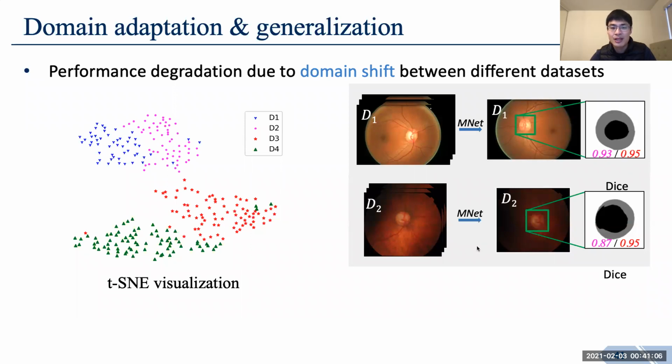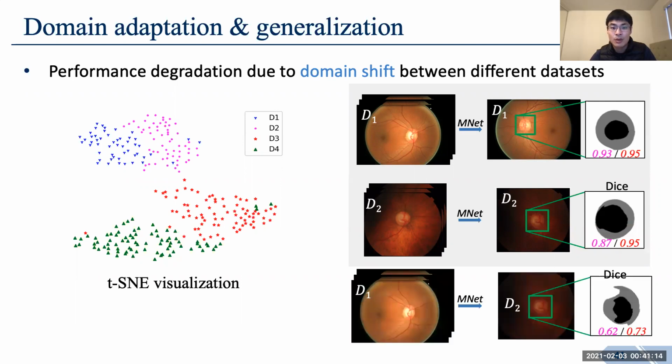And if we train the network on dataset 2 and also test it on dataset 2, the performance is also very good. However, if we train the network on dataset 1 and test it on dataset 2, the performance is very bad since there is a domain shift between these 2 different datasets. So this observation motivates us to develop domain adaptation and generalization methods.